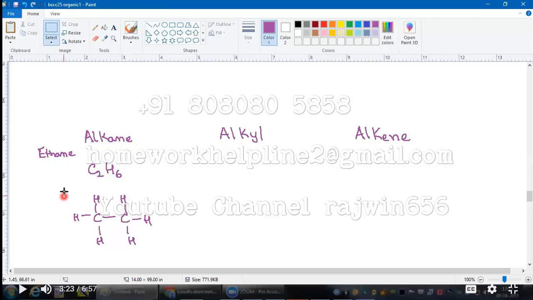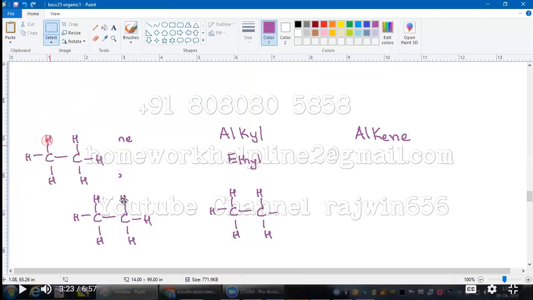If I am going to remove this hydrogen from here, this bond is going to get attached with some other group or carbon atom. This group which is there, from this ethane, I'm going to remove this H. This part is going to be known as ethyl.